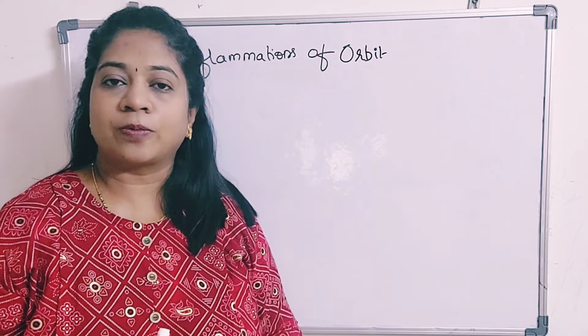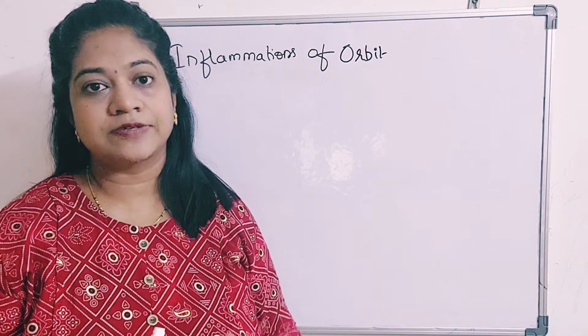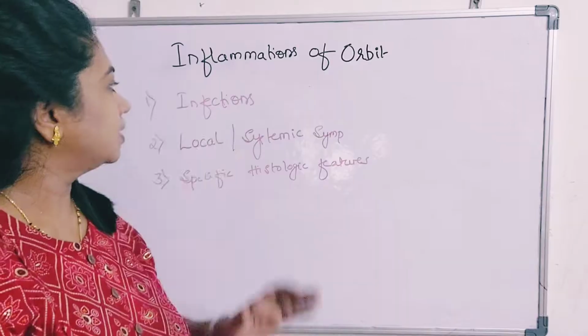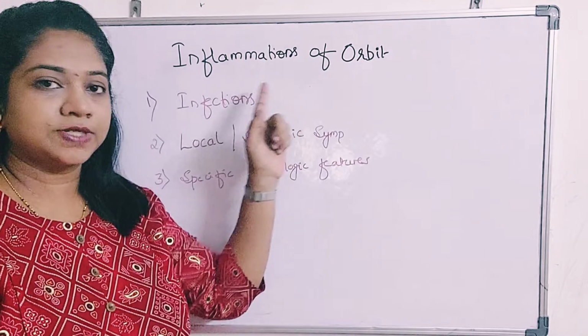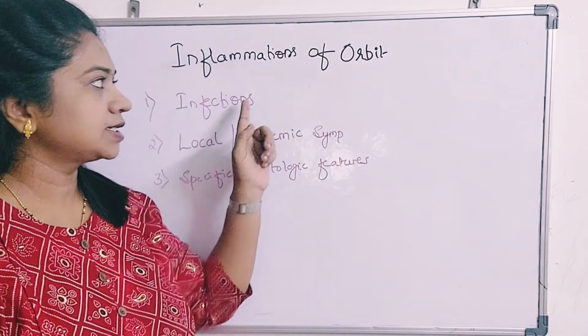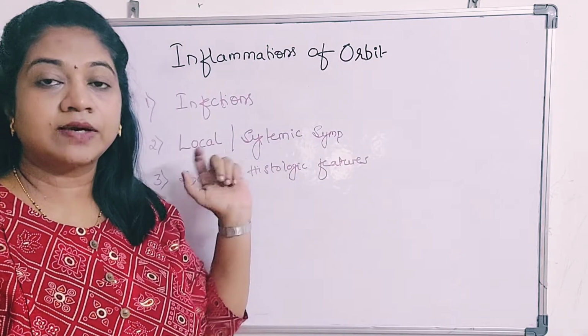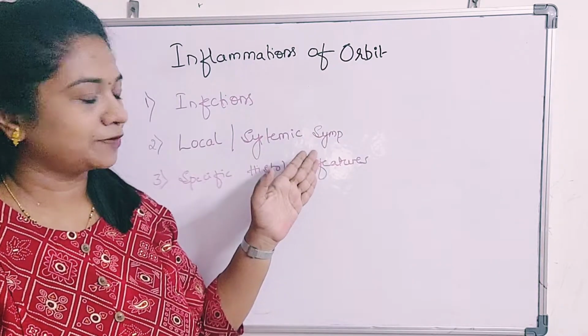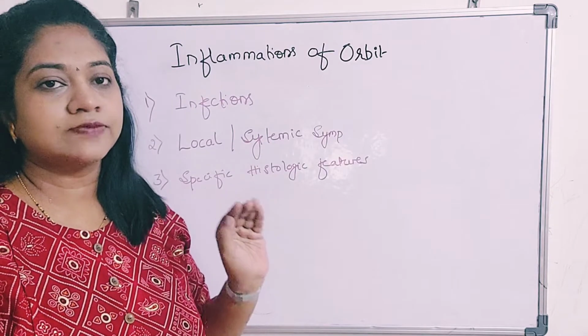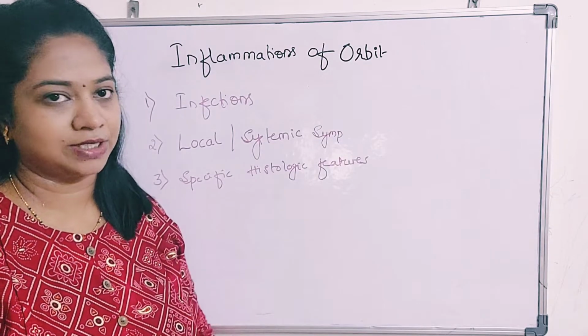The book Diseases of the Orbit, written by Rootman, classifies orbital inflammation into three categories. First, orbital inflammations which are secondary to infectious etiology. The second is orbital inflammation which has a local or systemic constellation of symptoms. And the third category is those inflammations which have specific histopathological features.